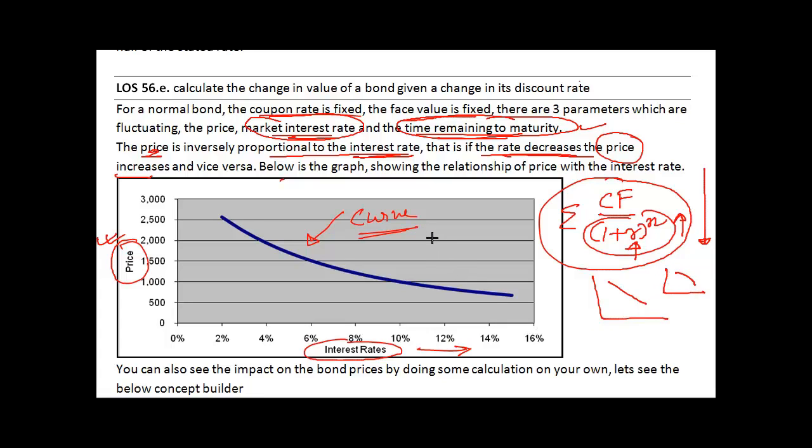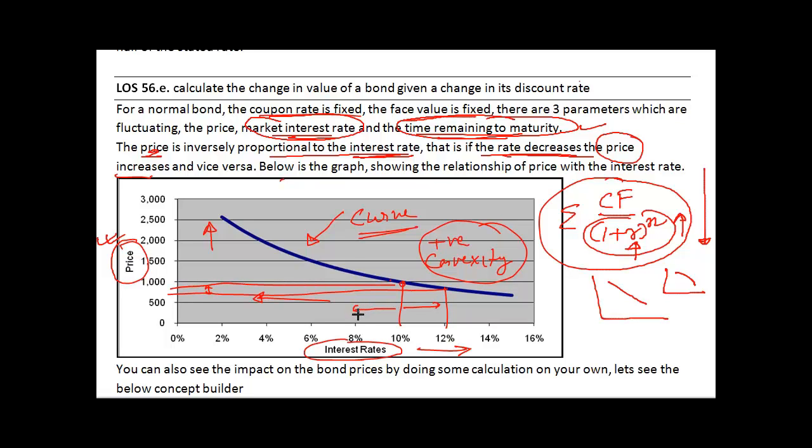Okay, please note that this curve is called a positive convexity curve. This is a positive convexity curve, and in this curve, when the interest rate decreases, the rate of change is at a faster pace as compared to when the interest rate increases. Just compare, you are at 10 and from 10 to 12 you have gone, right? So the price change is not much.